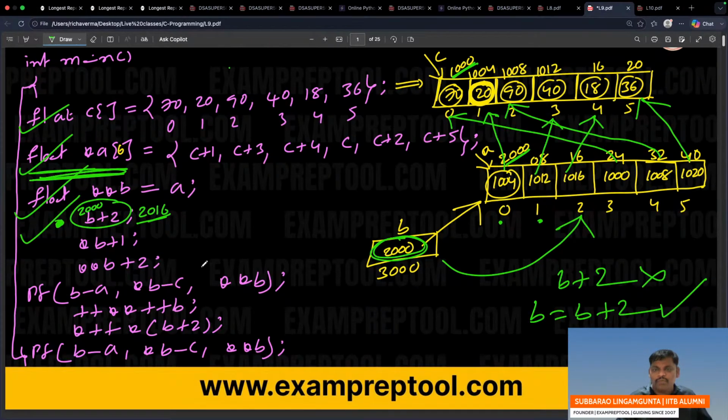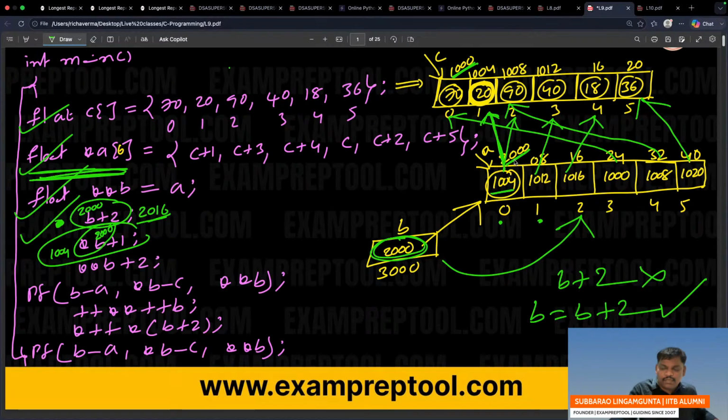Now see one more bluffing. B is 2000. B's purpose, star also fighting, plus also fighting. Winner is star, star 2000. The value inside 2000 is 1004. 1004 plus 1, how much? Remember, see this one, it is 1004. Plus 1 means wherever he is pointing, he is a pointer, he will point to the next. It is 1008.